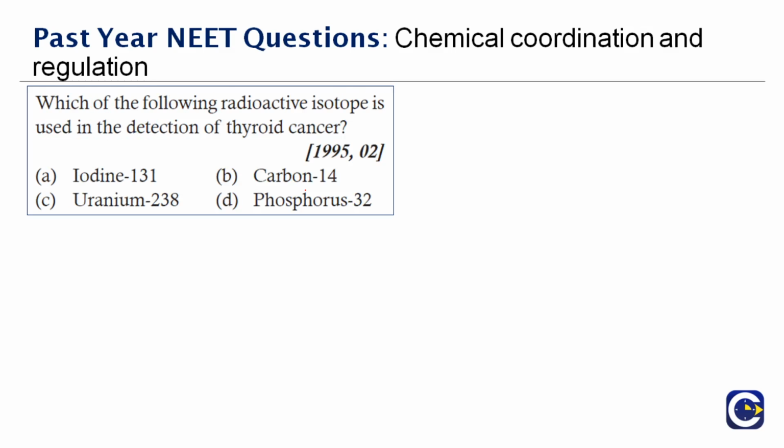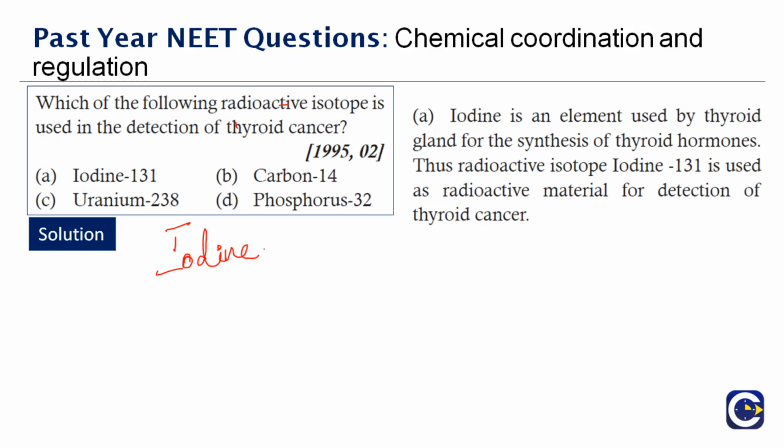Next question. Which of the following radioactive isotopes is used in the detection of thyroid cancer? So when we talk about thyroid, we all have to remember that we are inculcated to intake iodine. Right? Iodized salt is very much required. Therefore, for the detection of thyroid cancer also, you will use the same iodine 131 to detect it, for the confirmatory test. Therefore, the right answer is option A.